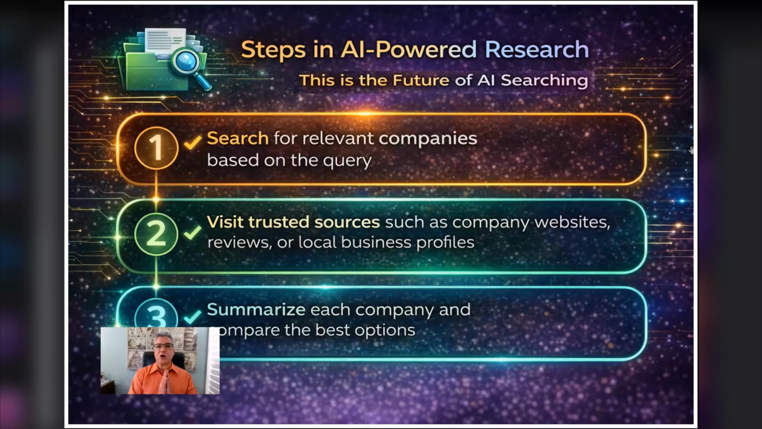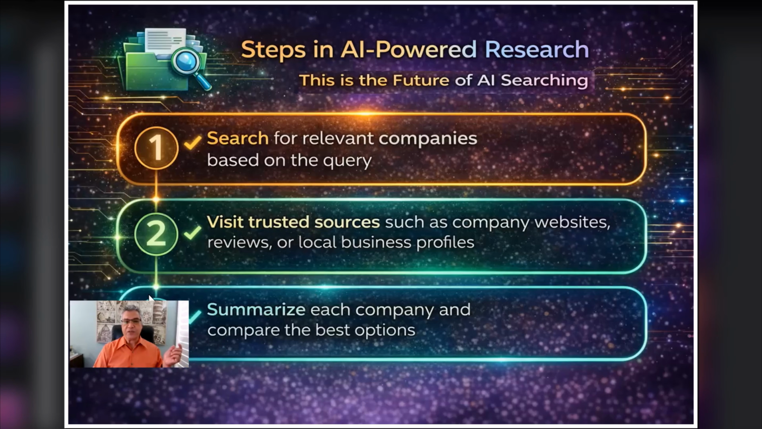Another thing we're going to be talking about is AI powered search. There are 3 steps in AI powered search. Step number 1 is to search for relevant companies. Step number 2 is to visit trusted sources. Step number 3 is to summarize each company. So this is usually the process when you go for AI powered search.